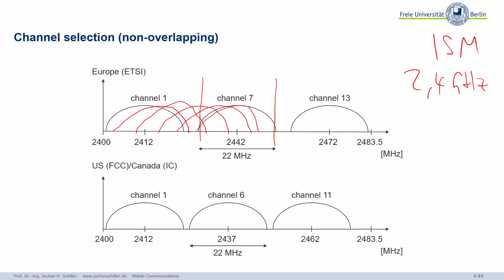The point is, no one regulates this. No one forces your neighbor to pick a non-overlapping channel. So that's one part of the problem. All your neighbors could pick exactly the same channel you pick. Then, additionally, no one forces you to stay on channel 1 or 7 or 13. You can also pick channel 2 or 3 or whatever. So you will find many overlapping channels and transmissions.